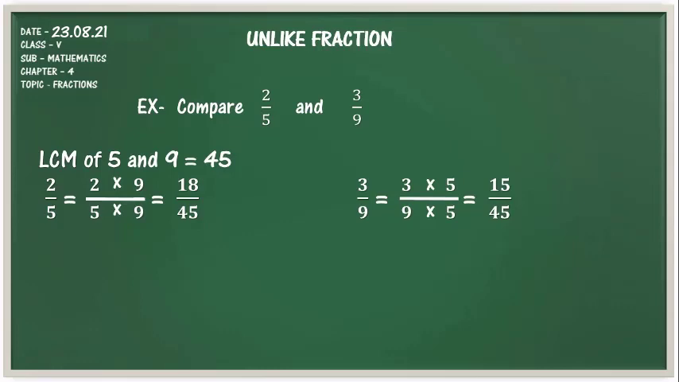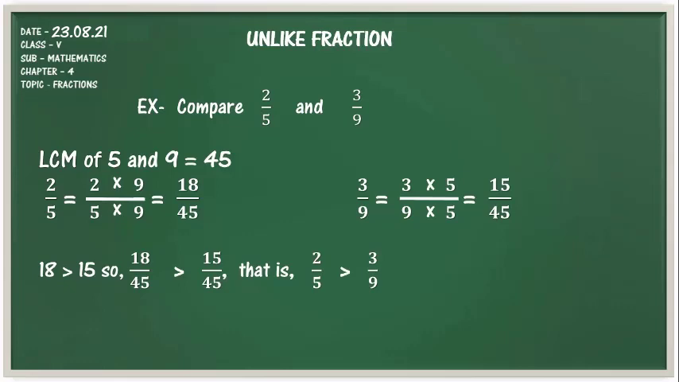Here we can compare those two fractions as their numerators are different. 18 is greater than 15, so 18 upon 45 is greater than 15 upon 45. Therefore, 2 by 5 is greater than 3 by 9.